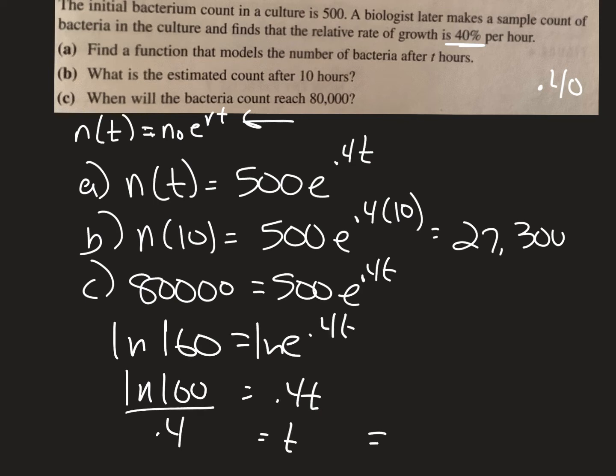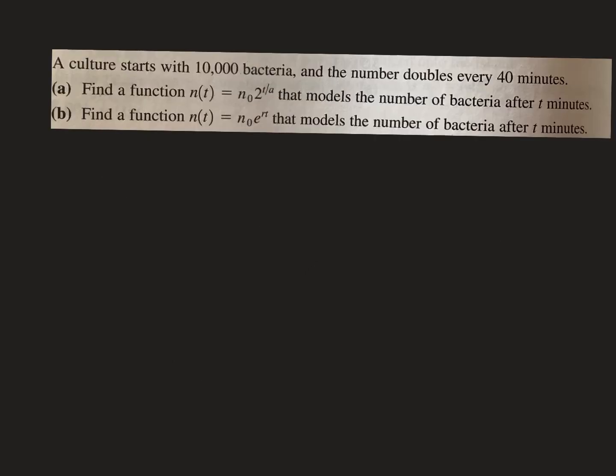See what that gives me right here on the calculator. It gives me about 12.68. So about 12.7 hours, just about to get to 80,000 for that population. Okay, let's try one. We're going to compare the two now.